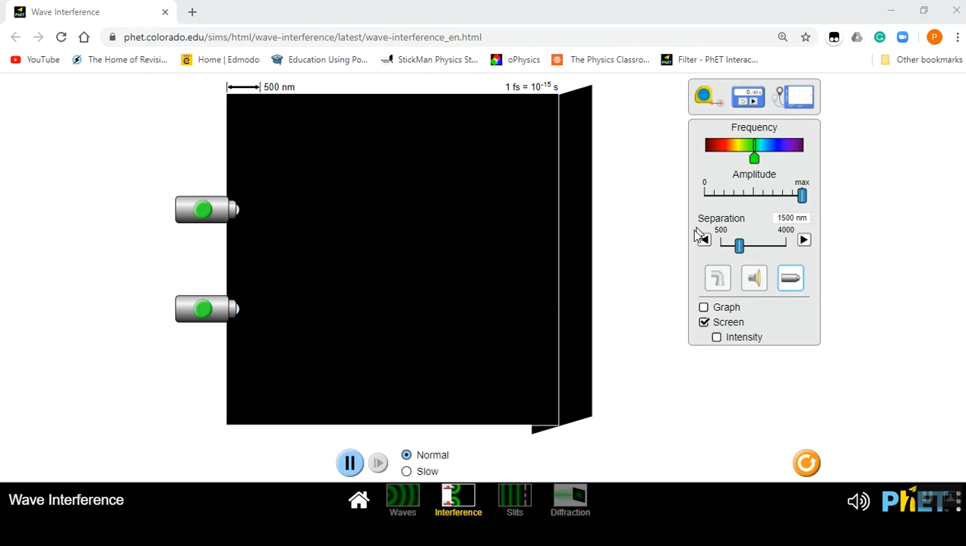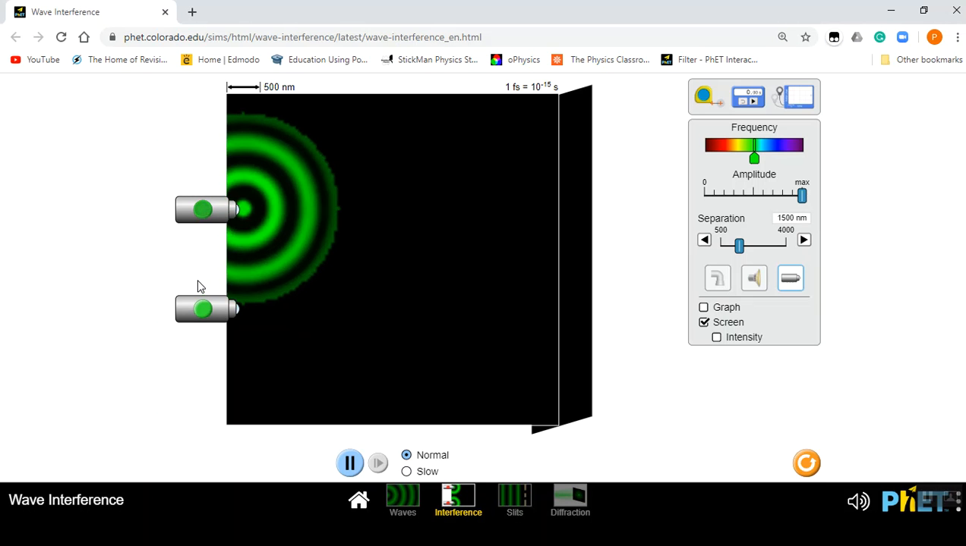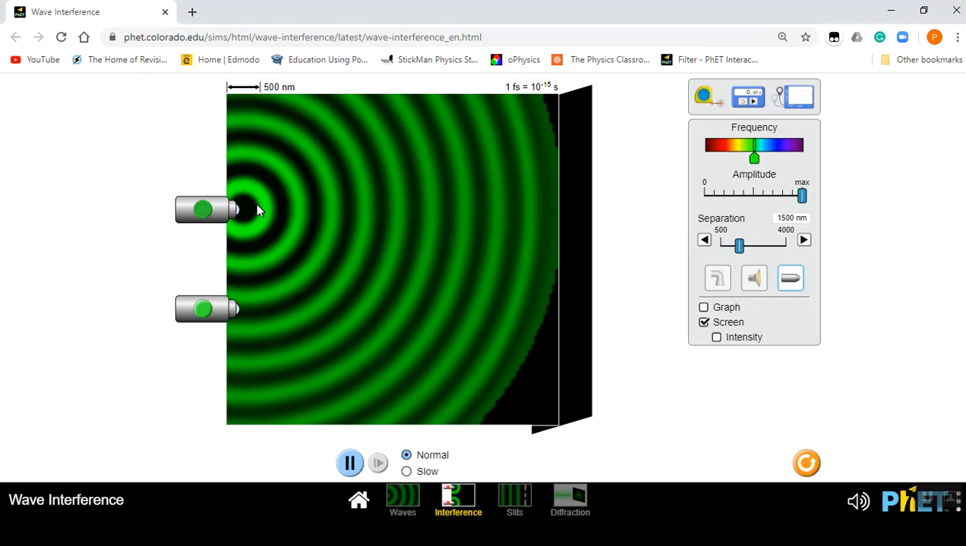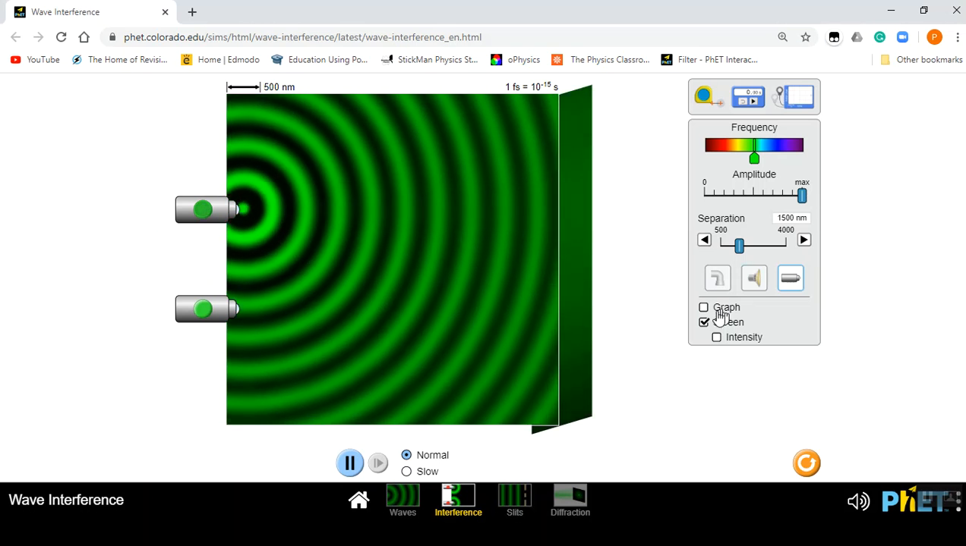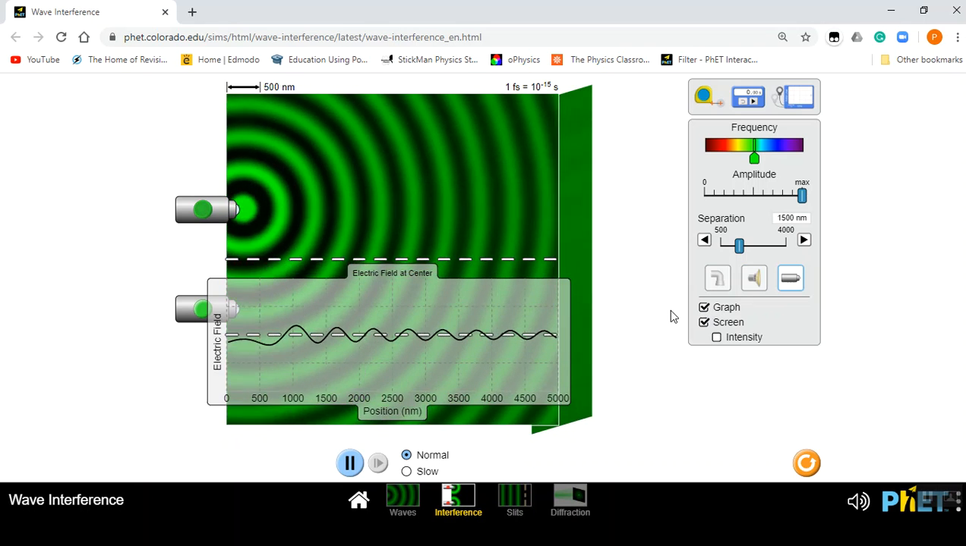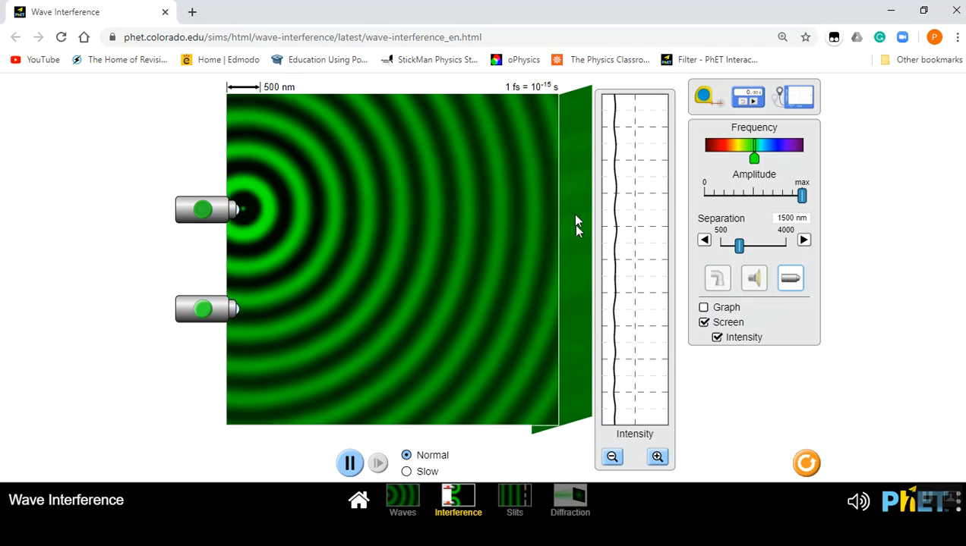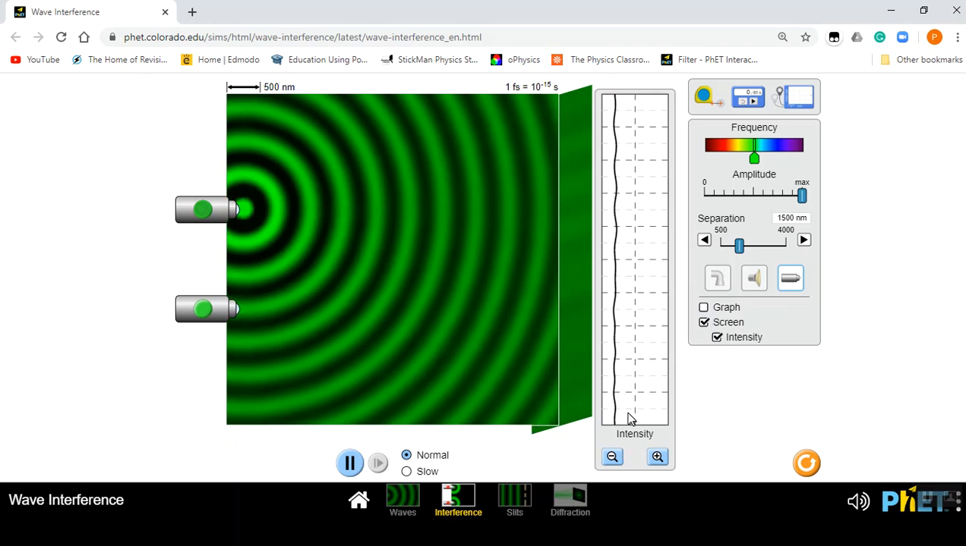So I'm going to use a screen immediately, and that would be the effect of just a point source making a circular wave. I want to put the intensity there. We see the intensity is basically the same everywhere.